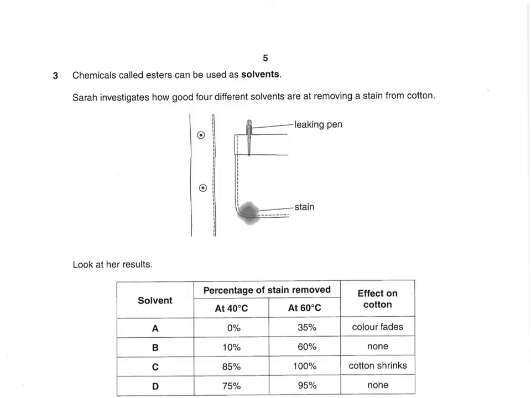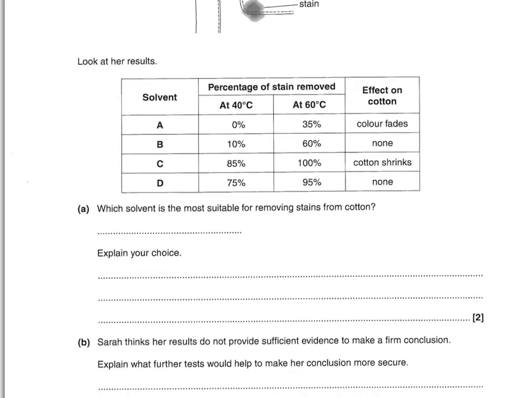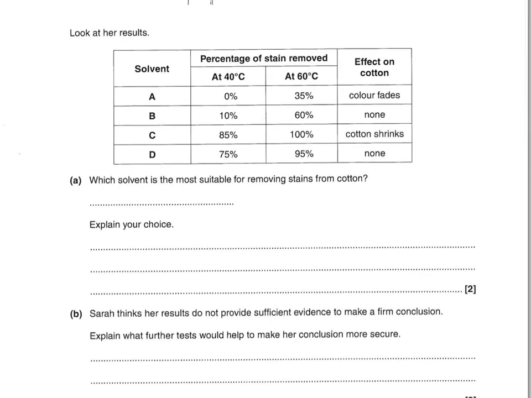Chemicals called esters can be used as solvents. Sarah investigates how good 4 different solvents are at removing a stain from cotton. There it is. Look at her results. Which solvent is the most suitable for removing stains from cotton?